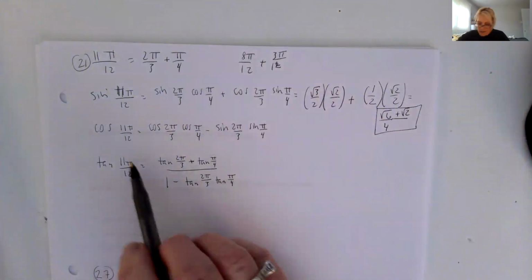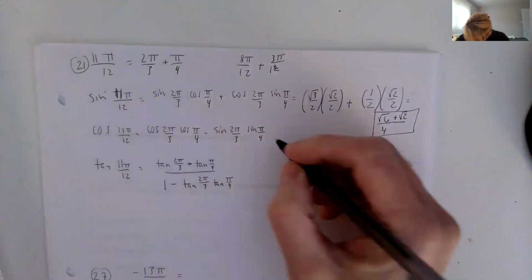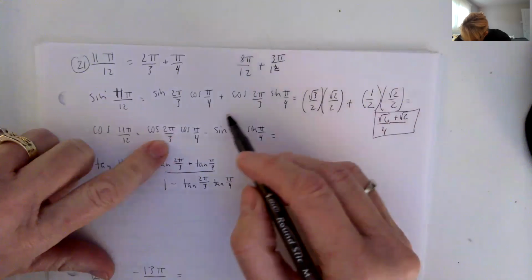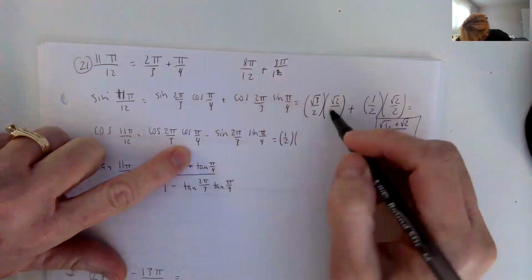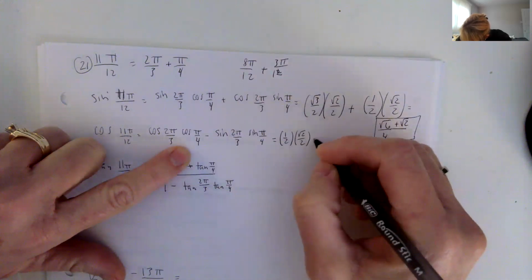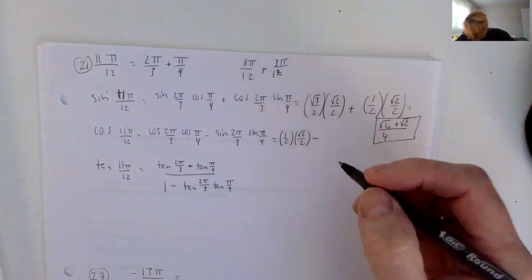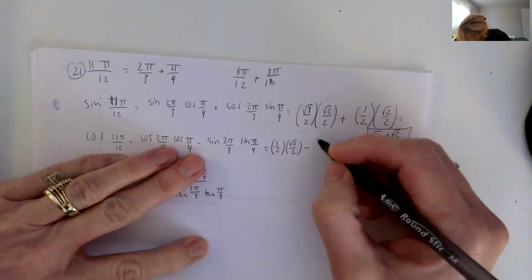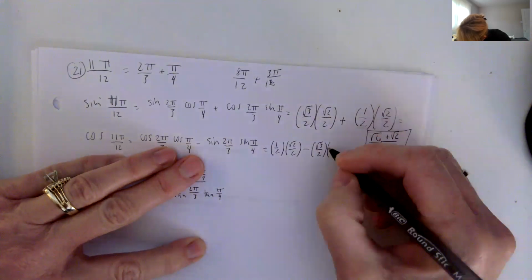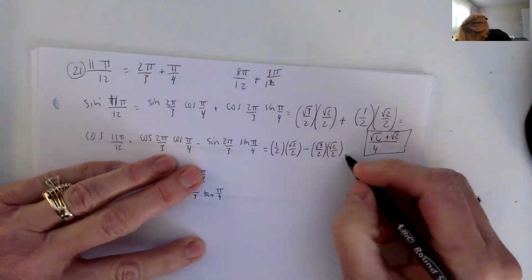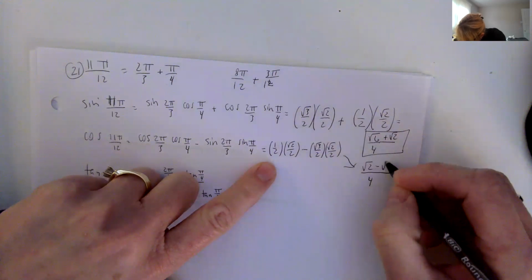Then the sum identity for cosine is cosine of A times cosine of B minus sine of A times sine of B. And so we already know these values. Cosine of 2 pi over 3 is 1/2 times the cosine of pi over 4, which is square root of 2 over 2. Subtracting, did I do this? Yes. The sine of 2 pi over 3 is square root of 3 over 2 times the sine of pi over 4, which is square root of 2 over 2. So this is the square root of 2 over 4, subtracting the square root of 6.